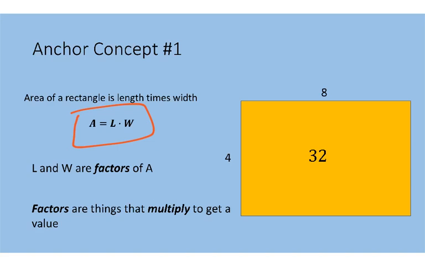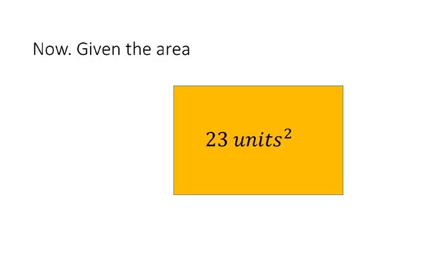Use this example, 4 times 8 is 32. And then also the length and the width are factors of A. So factors are things that multiply together. So if we're given any value, we can actually find factors of that value. That will come in handy as we progress through it.